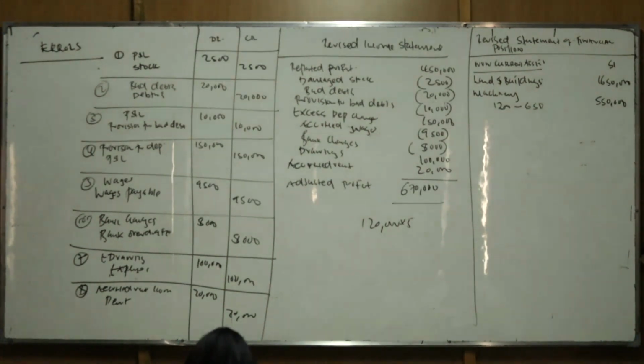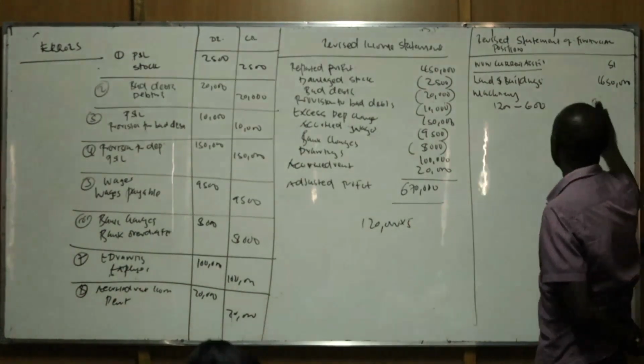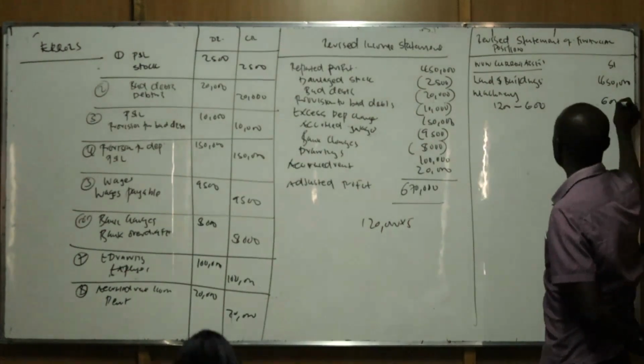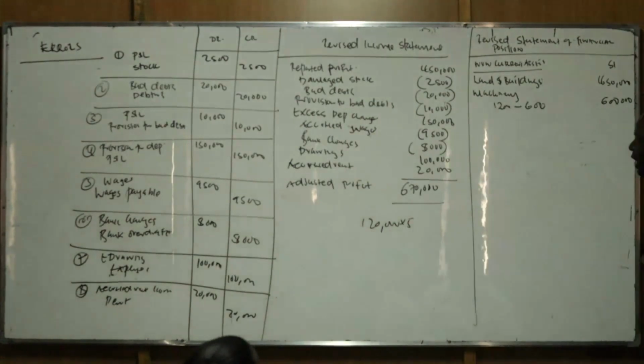What was it before? 600. So when you revise it, how much was it? It was 600. 120 times 5, how much was it? It was 600. Also 120 times 5, it was 600, isn't it? So it comes to 600 now. So we only have two items of non-current assets.